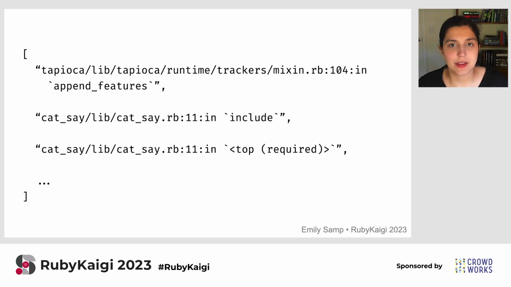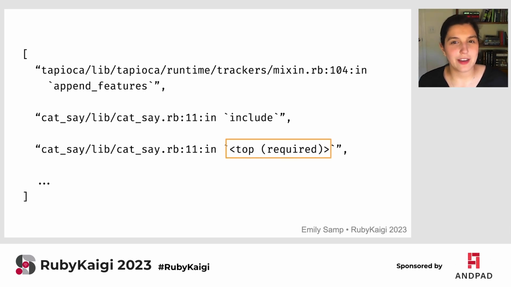If we closely examine the array of locations generated by the caller locations method, we'll see that one of the locations has a tag in brackets that says top required. This marks the location where the other gem, in this case just the Ruby core library, is required into the gem being processed by Tapioca. If we use this location, then we'll know which gem required the other one, and thus which gem is the one actually responsible for the dynamic mixin. This even works in the case of action controller's helper method.